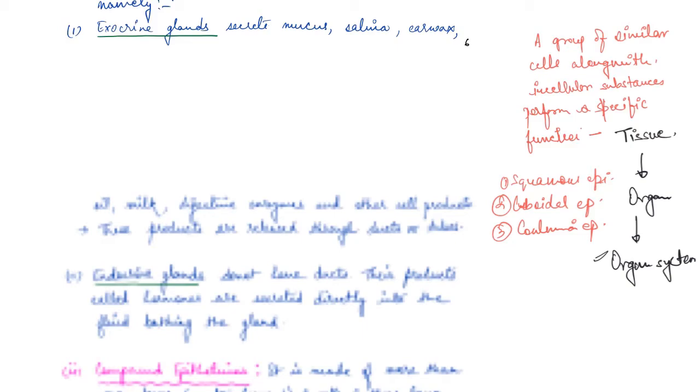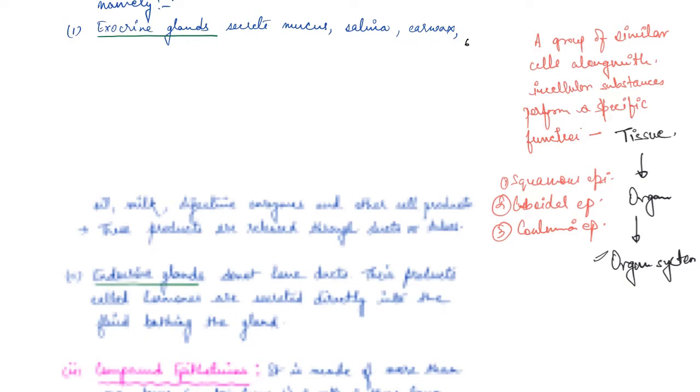Now, glandular cells are basically divided. These glands are divided into two categories on the basis of what they are secreting. These are exocrine and endocrine glands. The exocrine glands secrete mucus, saliva, earwax, milk, digestive enzymes and all these products, and all these products are basically released through ducts or tubes.